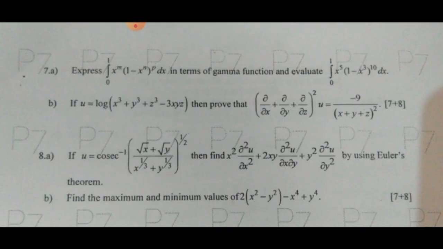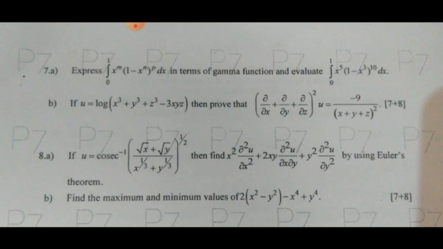Eighth A bit: u equal to cosec inverse of an expression is given, and you are asked to find the value by using Euler's theorem. Euler's theorem is applicable only for a homogeneous function. So u equal to cosec inverse of that expression means that the expression is cosec u. I am supposing that cosec u as f. So f equals the expression given here.